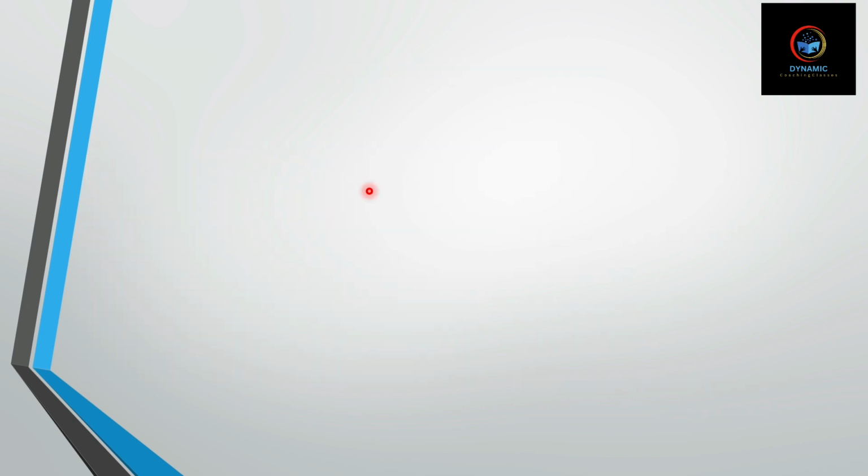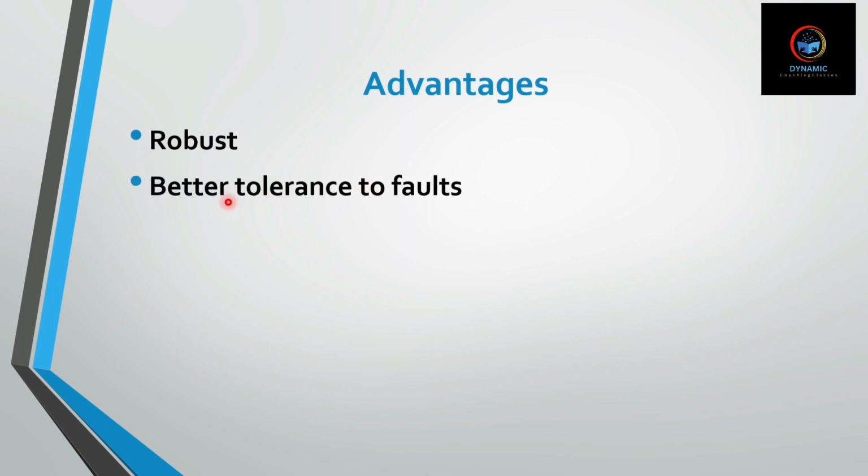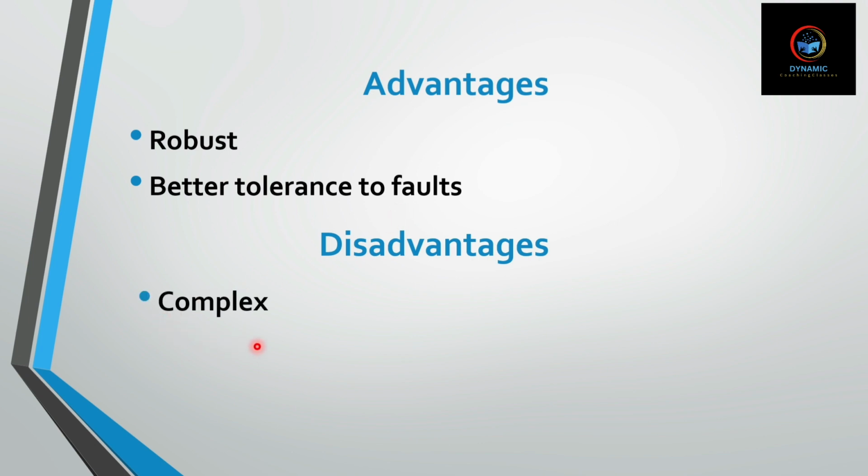So now we are going to see the advantages. The first is that it is more robust. The network is very strong. Then it has better tolerance to faults. Those are the advantages of the mesh topology. And the disadvantage is that it is very complex to maintain. You have seen that the model is quite complex, so it is difficult to maintain, and beaconing is not allowed. So these are the disadvantages of the mesh topology.